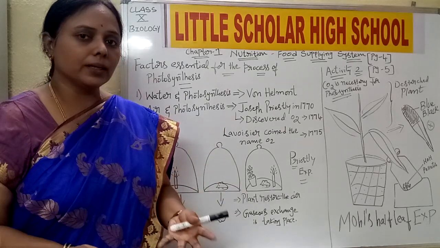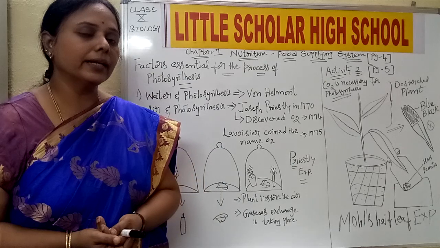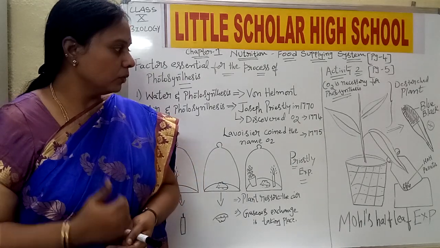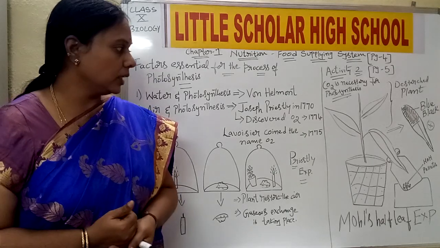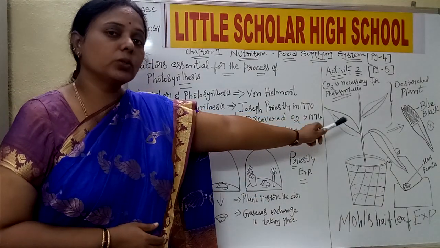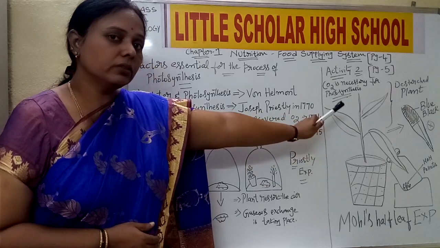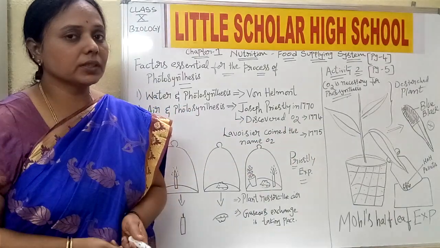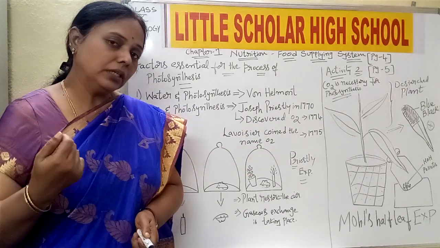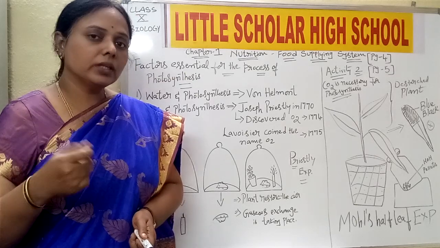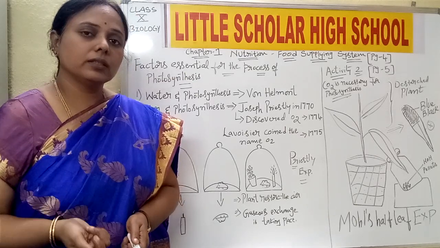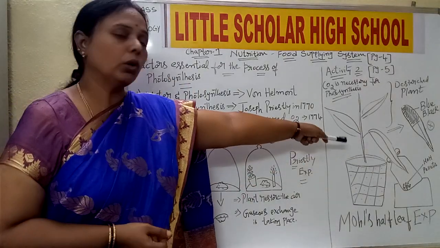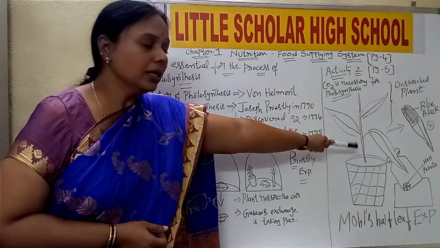Now this entire setup is kept in the sunlight and left for 2 to 3 hours. Then, the next step of the experiment is that the leaf which was taken for the experiment is tested for the presence of starch. In our previous class we have seen that the leaf is taken in methylated spirit after a water bath, then it is tested with tincture iodine or betadine solution.